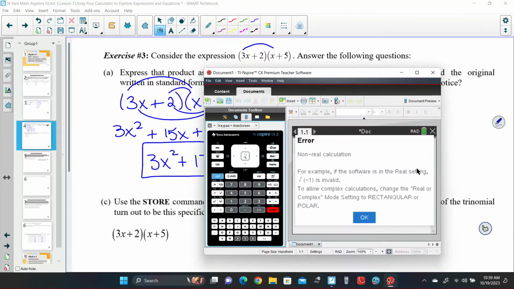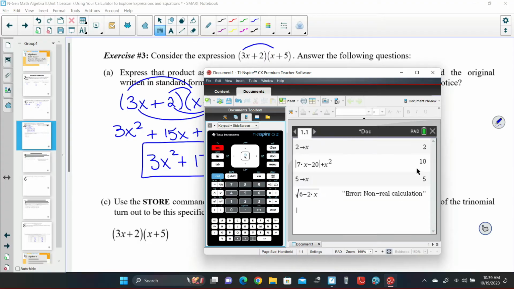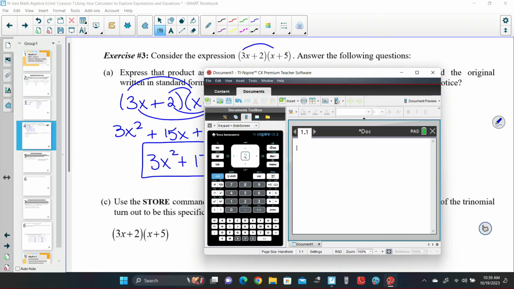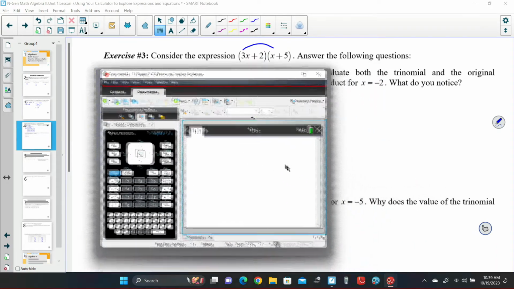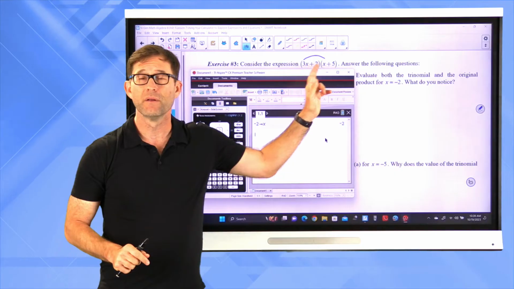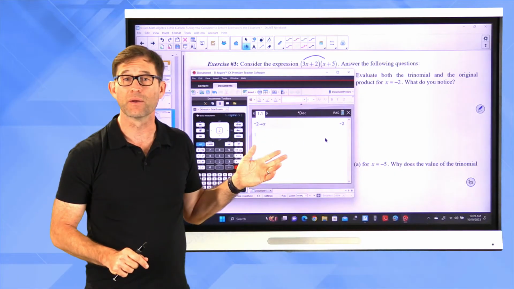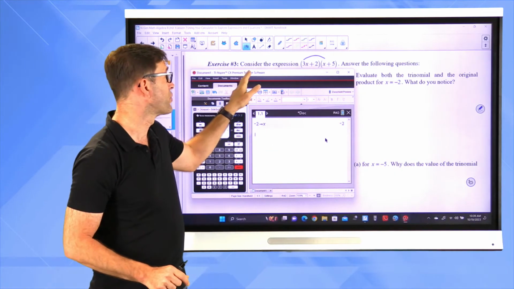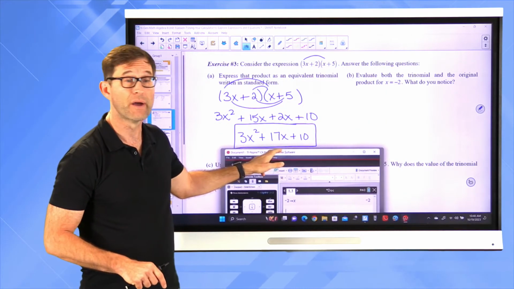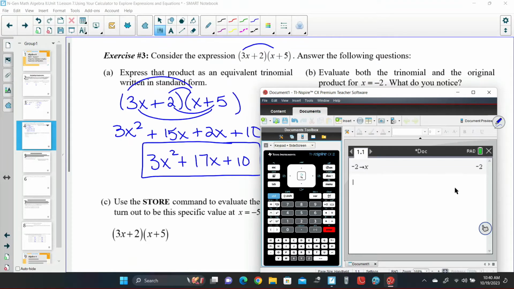Let's open up our calculator again and maybe clear all of this out, just so that we have a nice open thing. Now, what am I doing? I'm evaluating these for x equals negative 2. So I'm going to put negative 2 in for x. What I want to do is evaluate first the expression looking like this for x equals negative 2. And then, I don't have to restore x equals negative 2, I want to also evaluate this trinomial.